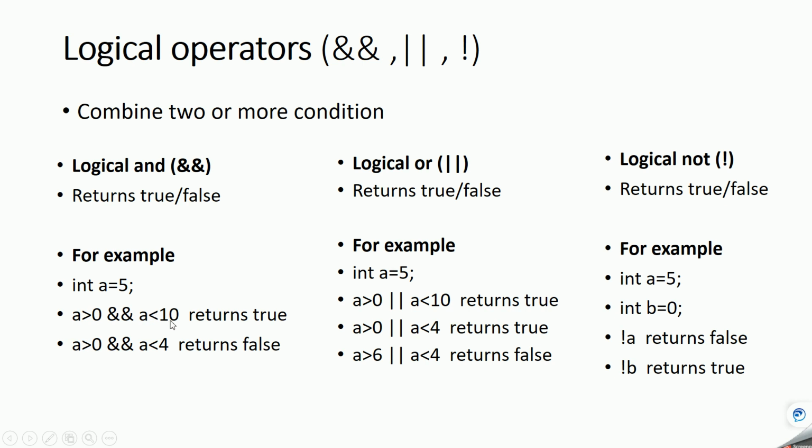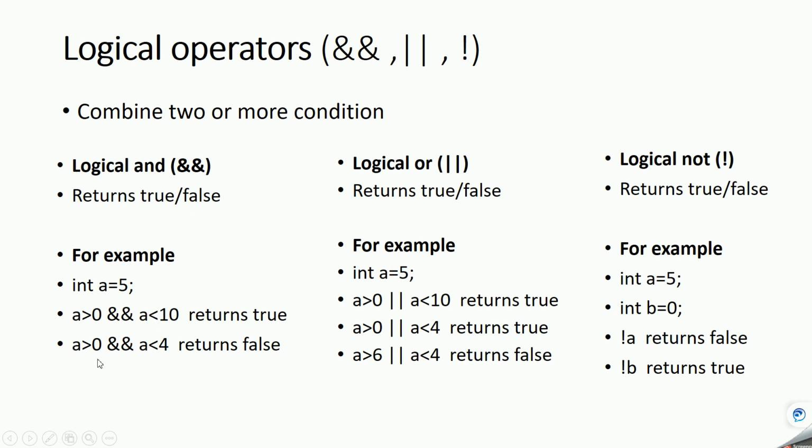0 and 10. In this case a is greater than 0, yes, 5 is greater than 0, this condition became true, and then AND means combining these two conditions, and then a is less than 10, yes, 5 is less than 10. So in this case both conditions are true, so this whole combined result will be true.